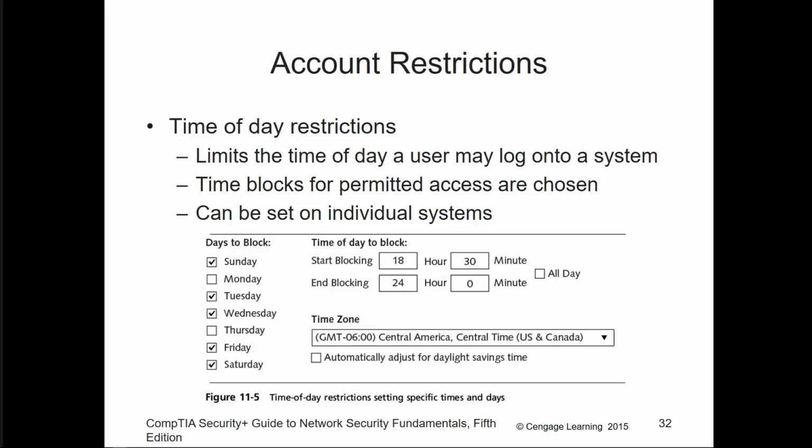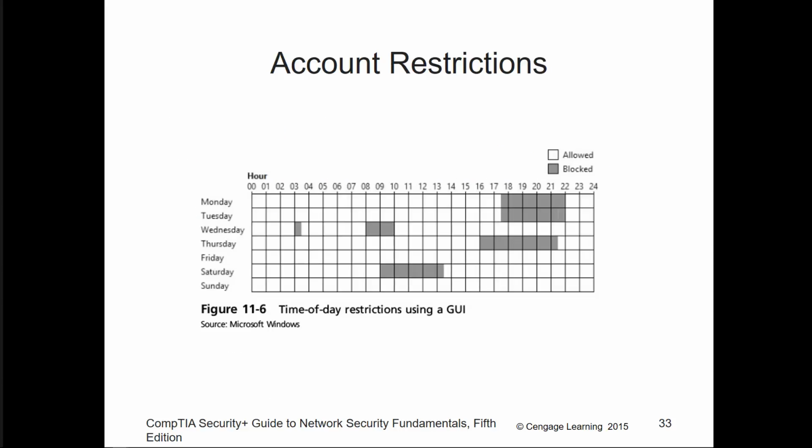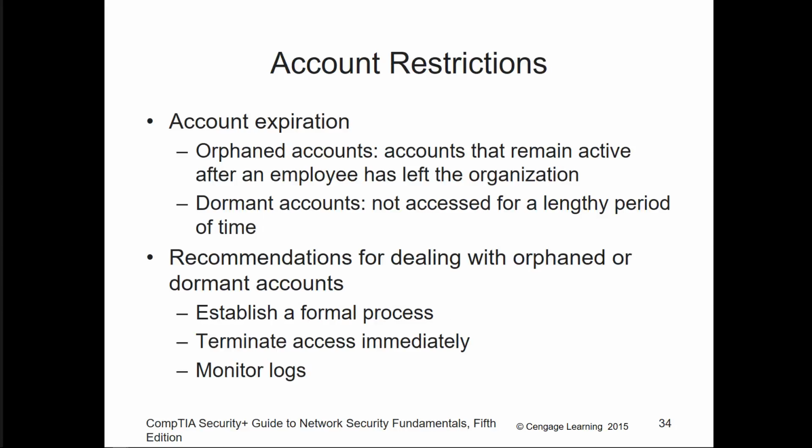Account restrictions can be things like limit the time of day that users can log in, maybe do time blocks for permitted access, maybe even limit what systems you can log into. Account restrictions, allowed or blocked. You can also have account expiration, basically letting you know when accounts expire. Dormant accounts not accessed for a lengthy period of time could go expired, or even orphan accounts that remain active after the employee has left the organization. They should be expired or disabled.